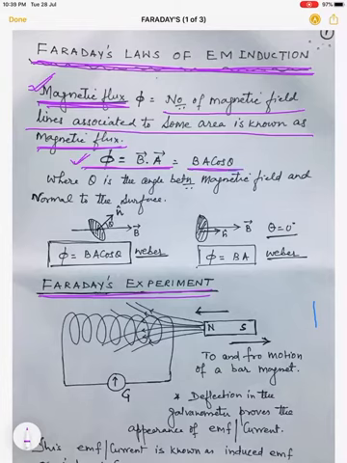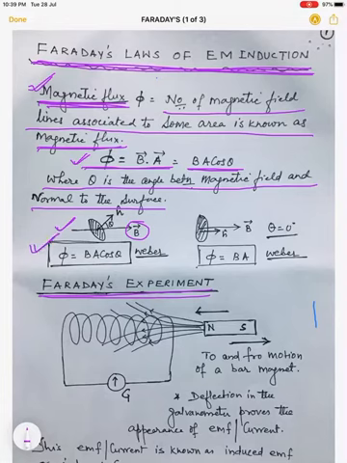By the dot product we can write it as BA cos theta, where theta is the angle between the magnetic field and the normal to the surface. This is illustrated by two diagrams. In this case, the area A is tilted so that the normal to the surface is making an angle theta with the direction of the magnetic field. So the magnetic flux associated is given by BA cos theta.